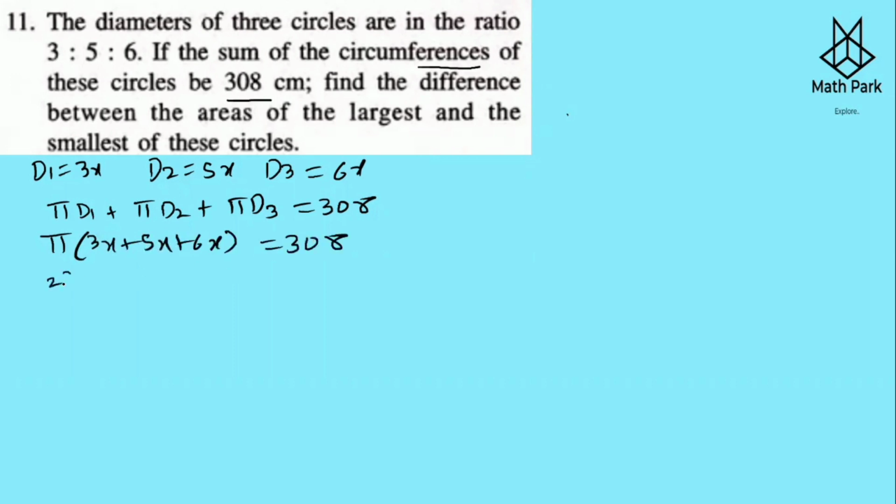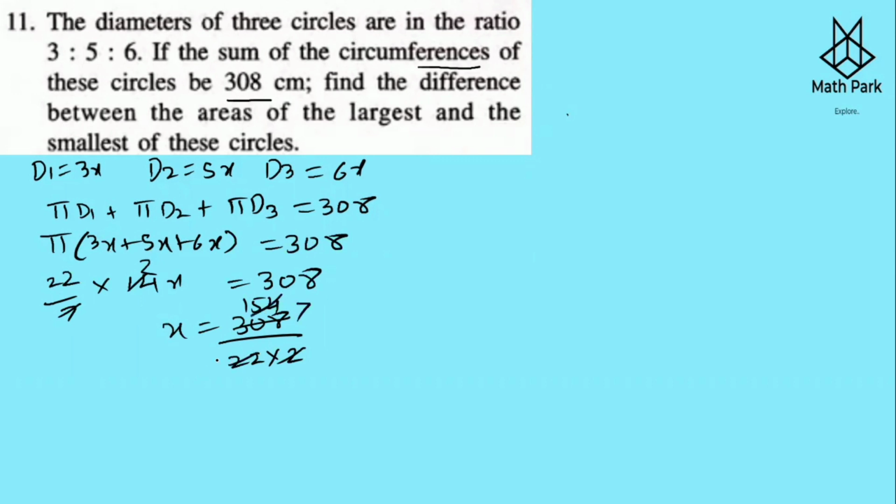So pi is 22 by 7. 5 plus 3, 8 plus 6, 14x is equal to 308. 7 2s are 14. So you get x is equal to 308 upon 22 times 2. 308 divided by 2 is 154. 22 sevens are 154. So we have x is equal to 7. Now we need to find the difference between the area of the largest and the smallest circle.